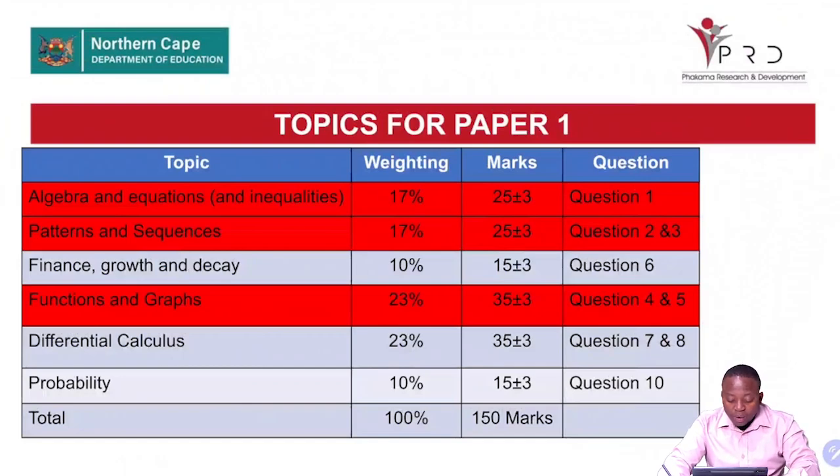So you can see the weighting there. Algebra and inequalities, which is the topic for the day, is 17% of the paper. Patterns and sequences is 17%. And functions and graphs is 23% of our paper.